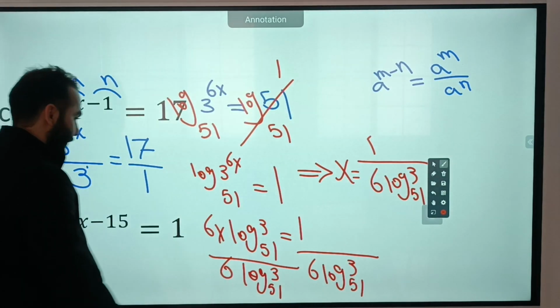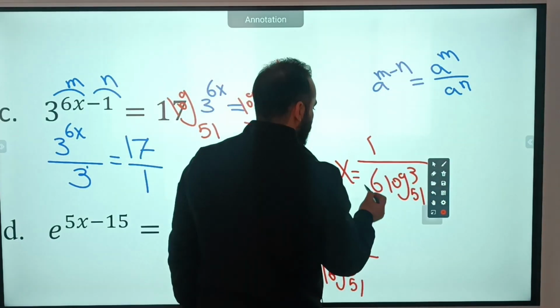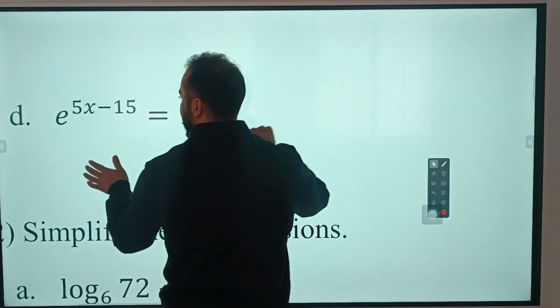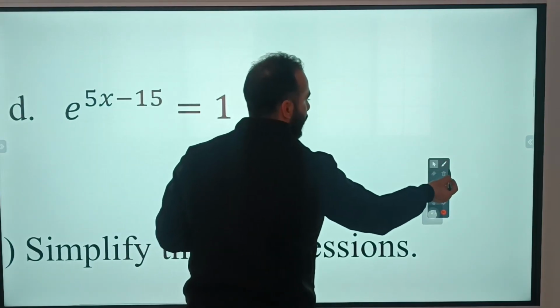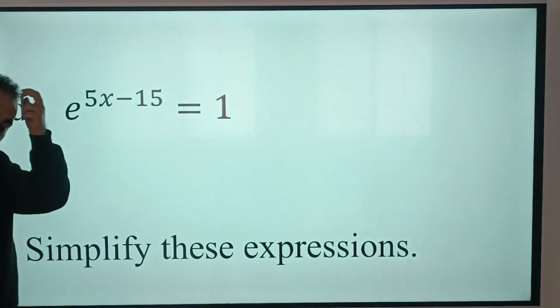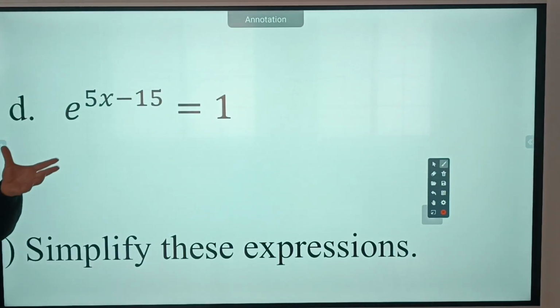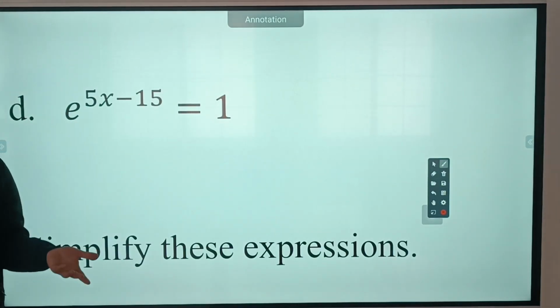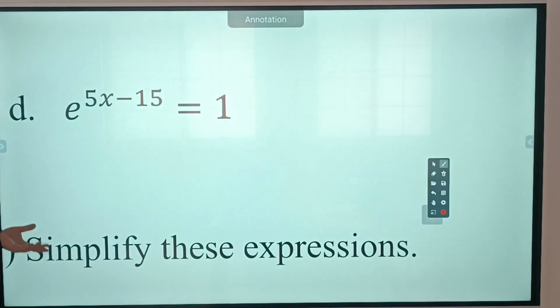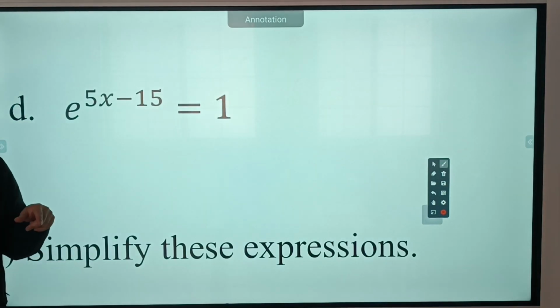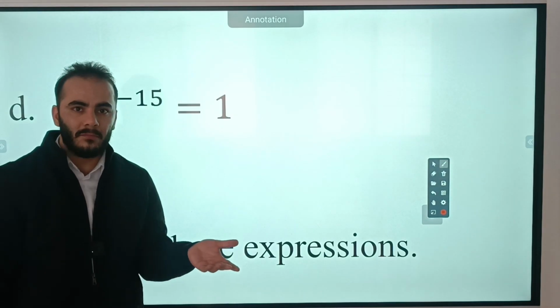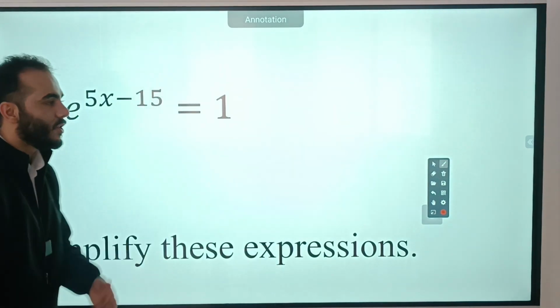Okay. The last one, we have e powered by 5x minus 15. You might say, teacher, it looks like the previous one. But since there is e, we can say there is an easier way. All right, what is the easier way? We know that e and ln are inverses of each other. So instead of taking a logarithm, take ln for both sides.